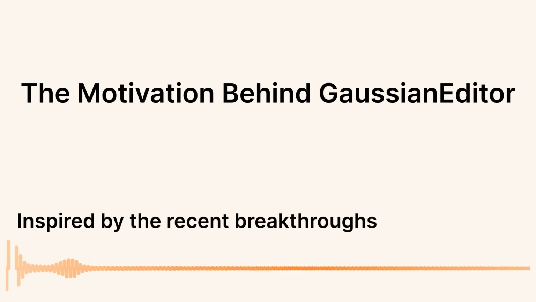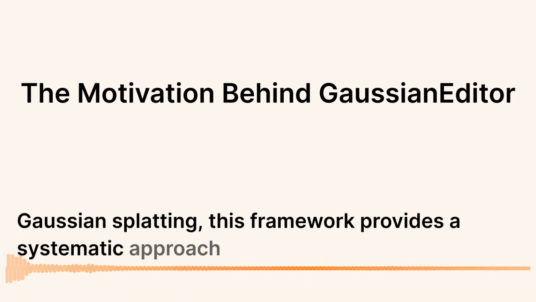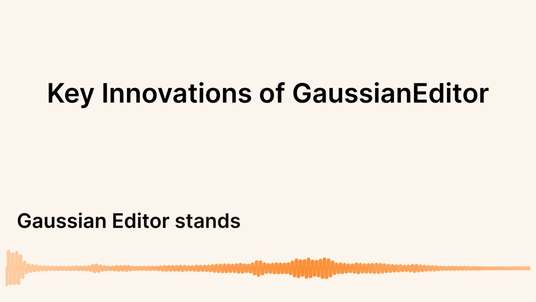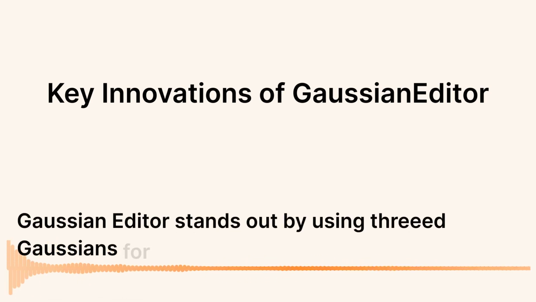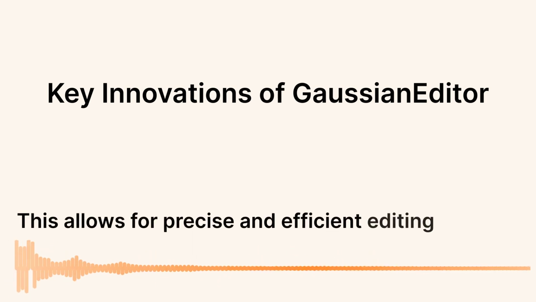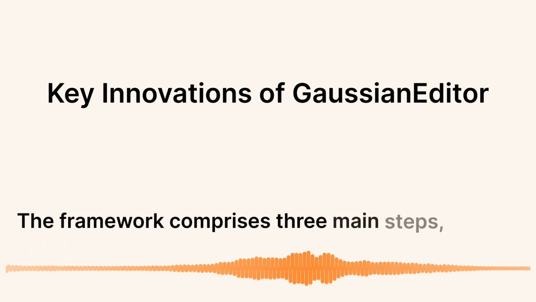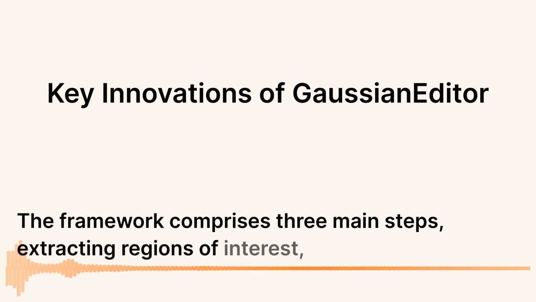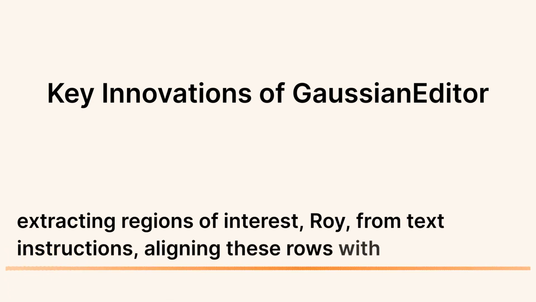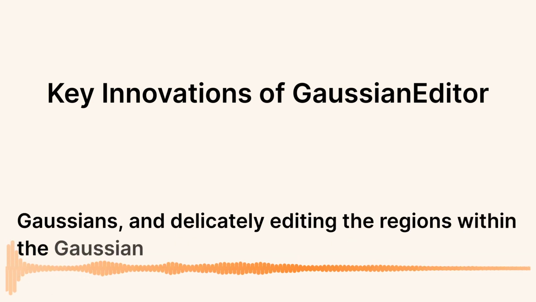Inspired by the recent breakthroughs in 3D Gaussian splatting, this framework provides a systematic approach to achieve delicate, localized edits. GaussianEditor stands out by using 3D Gaussians for representation and editing. This allows for precise and efficient editing of specific regions within a scene. The framework comprises three main steps: extracting regions of interest, ROI, from text instructions, aligning these ROIs with 3D Gaussians, and delicately editing the regions within the Gaussian ROI.